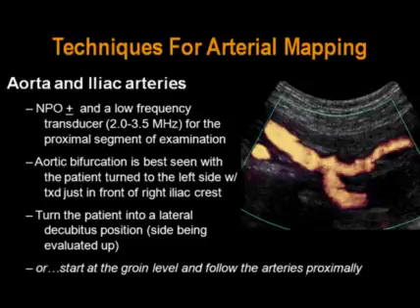In order to evaluate the common and the external iliac arteries, you may have to turn the patient into a lateral decubitus position with the side being evaluated turned upwards. My preferred method of evaluating the iliac arteries, however, is to start at the groin level using a linear array transducer and then to follow the arteries proximally to the level of the aortic bifurcation. Either one of these techniques will work, and occasionally we'll use combinations of both techniques.